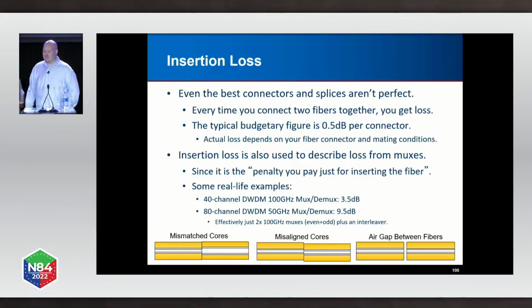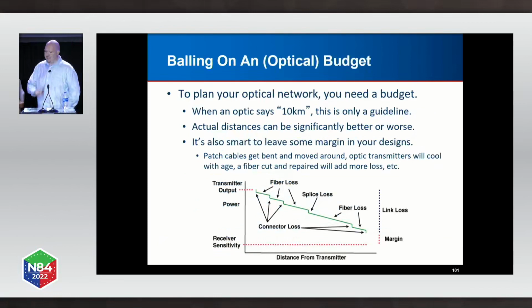So some real life examples, a common 40 channel AWG insertion loss will be like 3.5 dB worst case. And then an 80 channel will be 9.5. And you will wonder, why is that? Well, that 80 channel mux is actually 2 40 channel muxes and an interleaver, and that's how you got that number. You will also see bad things if you have mismatched cores, so the fiber sizes don't match. If you have misaligned cores, if you have an air gap between the fibers, if you don't hear a click when you put that plug in, which happens pretty much everywhere.